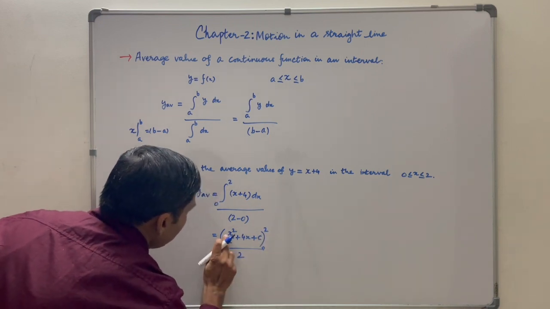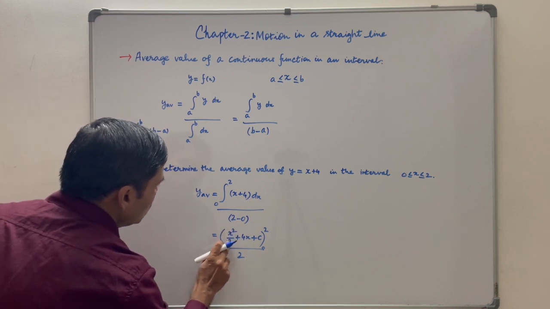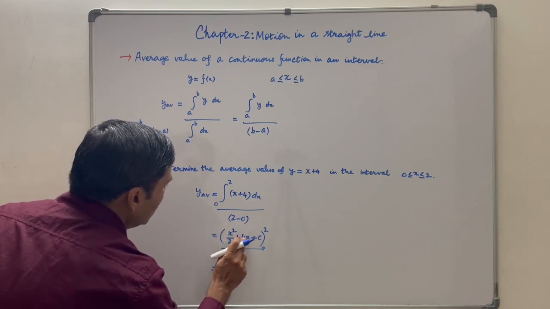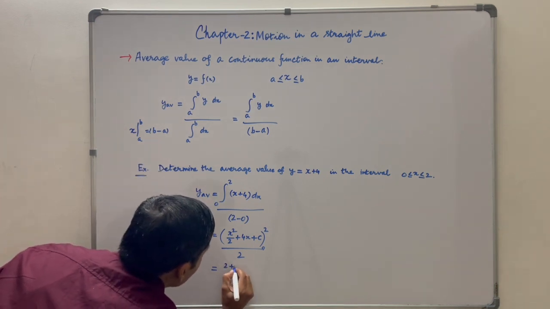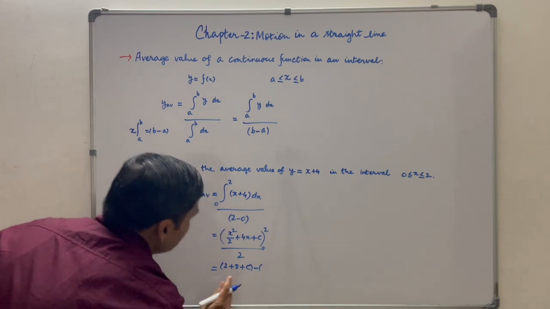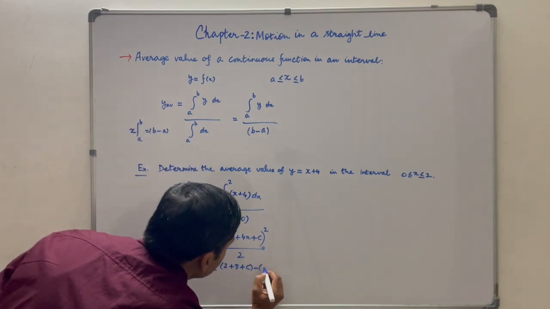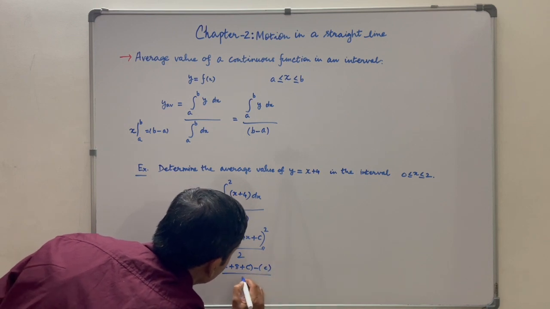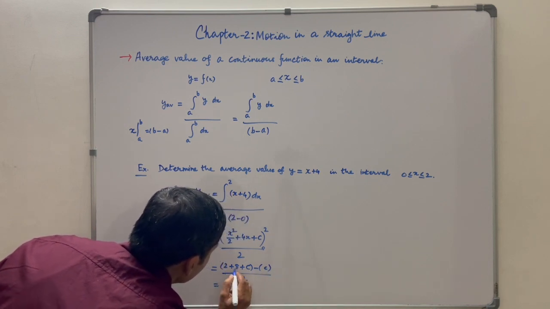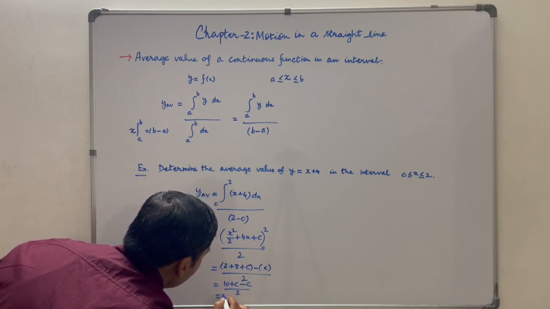When you put x equal to 2, it will be 2 square, 4 upon 2 means 2, plus 4 into 2 means 8. So 2 plus 8 plus c, minus, when you put lower limits, it will be 0 plus 0 plus c, that is equal to c, divided by 2. Means 2 plus 8, 10 plus c minus c divided by 2, that is 10 by 2 equal to 5.